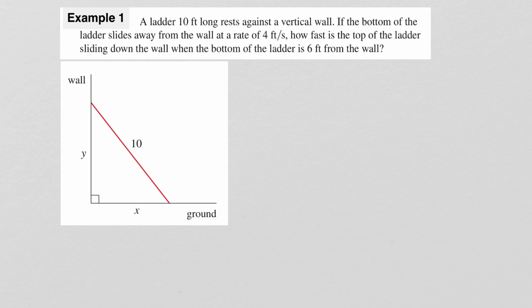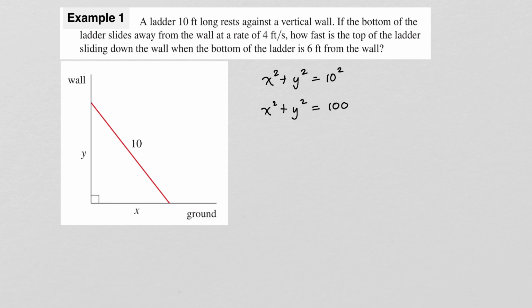The first thing we need to do is try to write an equation that represents the relationship between the aspects of the problem that we are interested in. So what is the relationship between x, y, and 10? We know that in a right triangle, the sum of the squares of the legs must be equal to the square of the hypotenuse. And so we know that x squared plus y squared must be equal to 100.